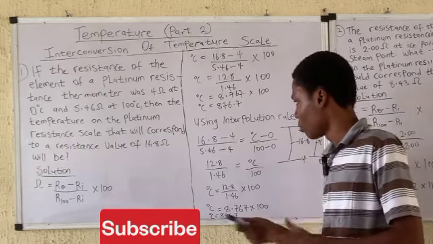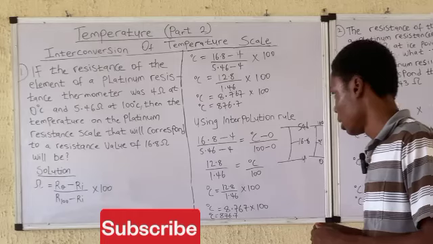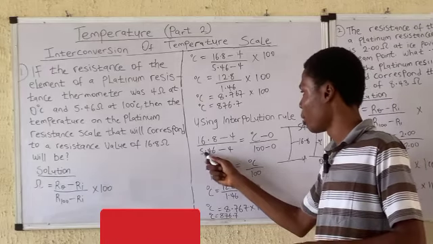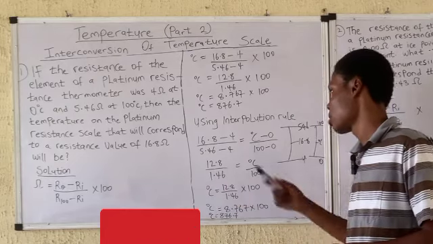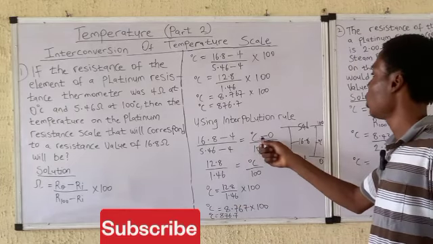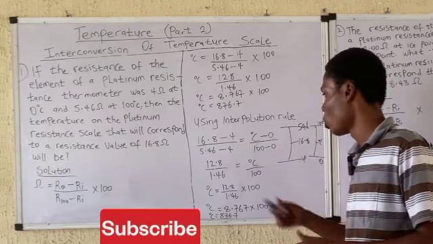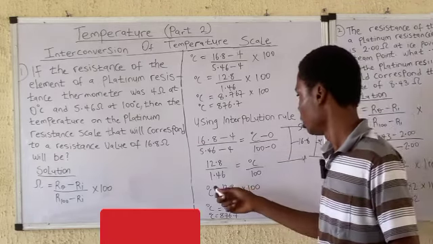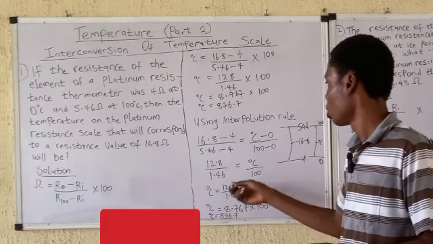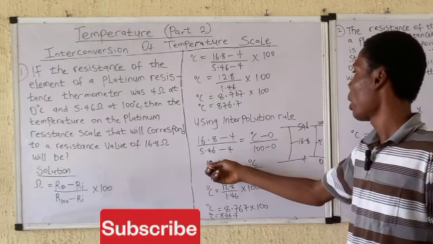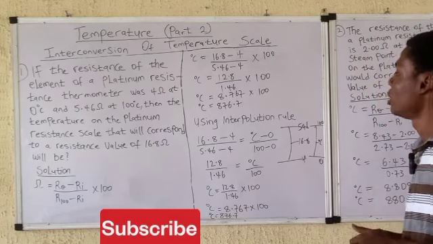Now we subtract. 16.8 minus 4 is equal to 12.8. Then over 5.46 minus 4, we have 1.46. Equal to degree Celsius minus 0, we have degree Celsius. Over 100 minus 0, we have 100. So our degree Celsius is equal to 12.8 over 1.46 times 100.